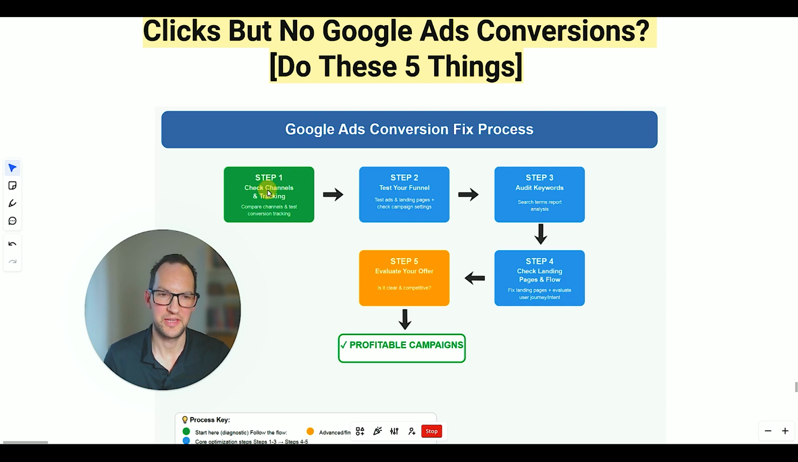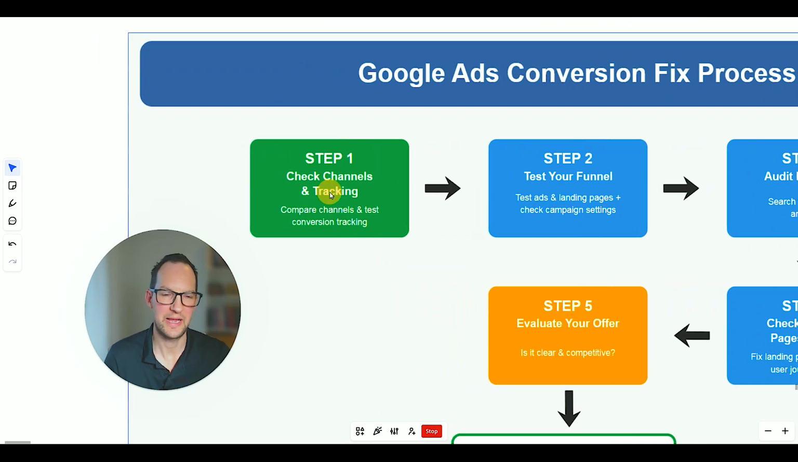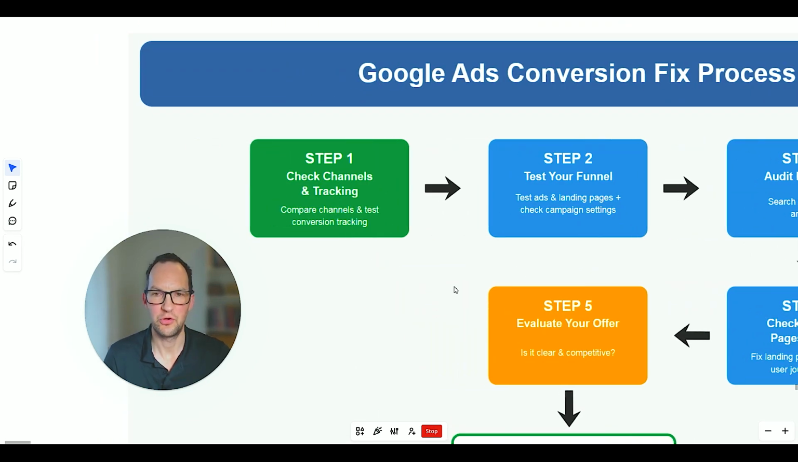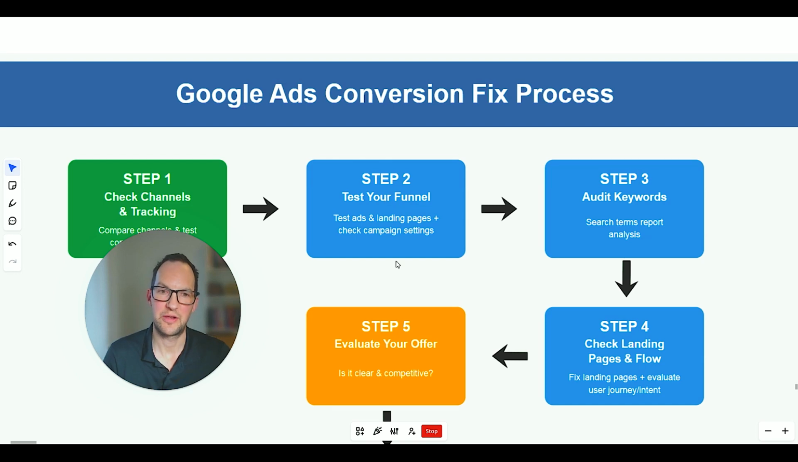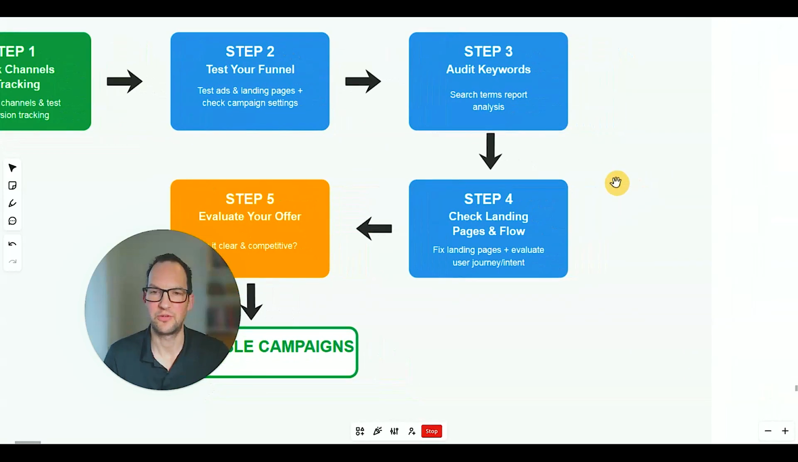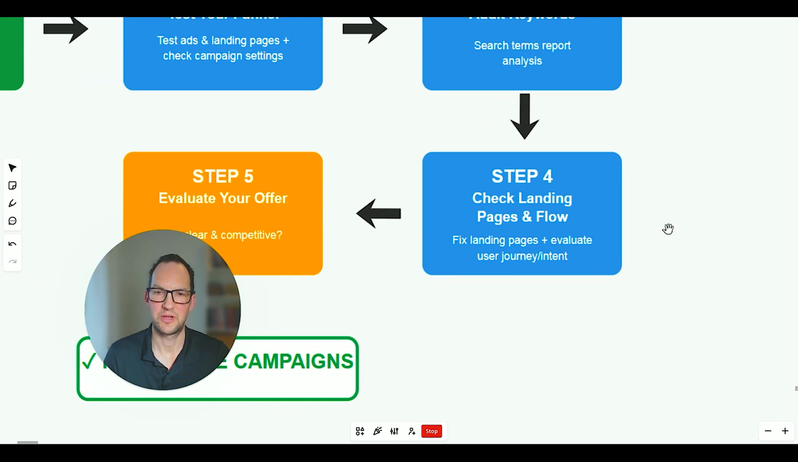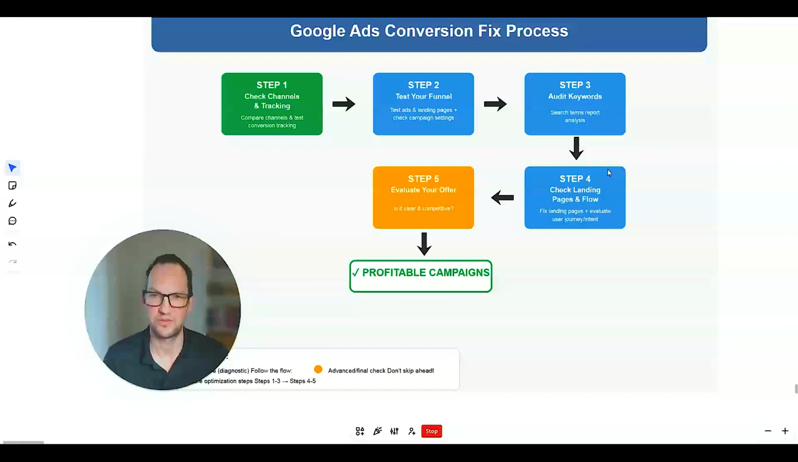Now we've checked that the problem just wasn't Google Ads. We've checked the conversions. We've gone through our funnel. So we've been testing the ads. We've looked at the landing pages and we've checked the campaign settings. We've checked our keywords are good. And now the next thing that we need to do is step 4 here, and we're going to check the landing pages and the flow and make sure that the user journey and the intent is correct.